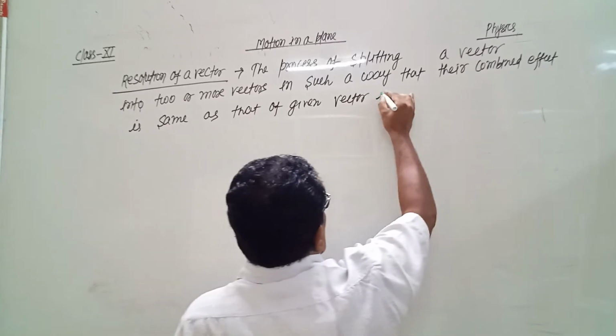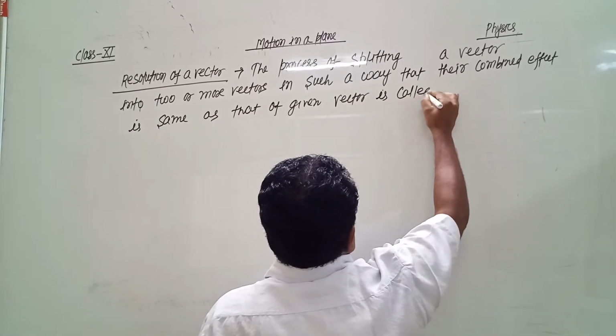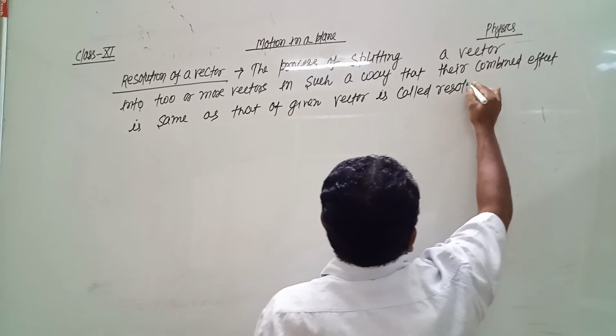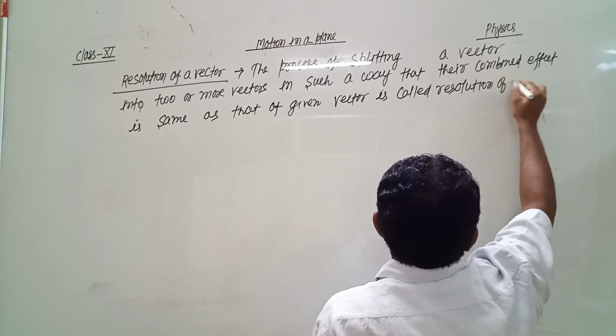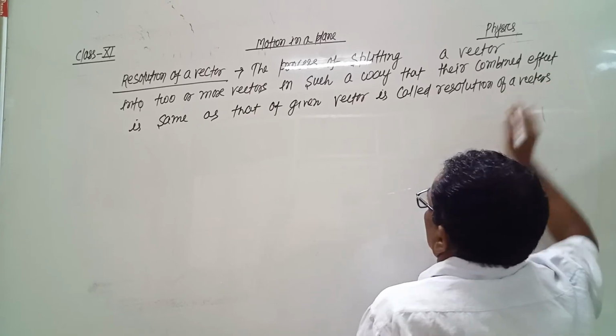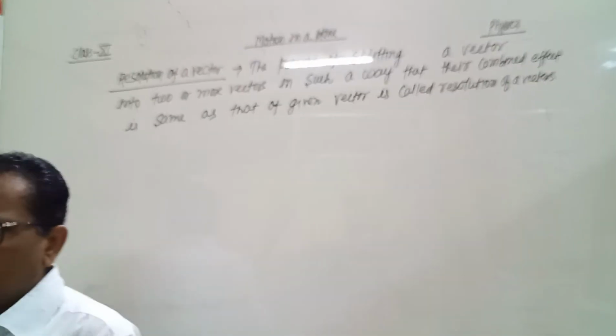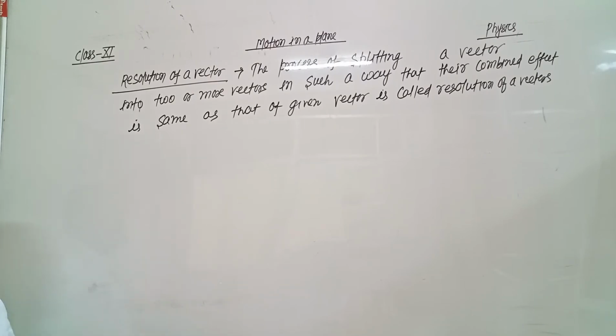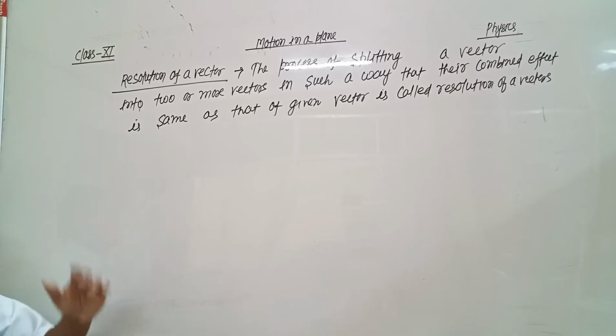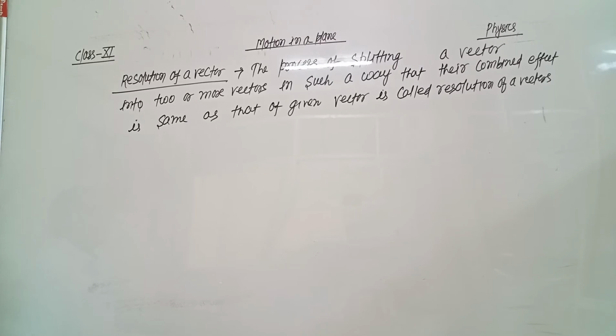It's called resolution of a vector. So what is meant by resolution? The process of splitting a vector into two or more vectors in such a way that the combined effect of those vectors which have been split is the same as that of the given vector. It's called resolution of a vector.